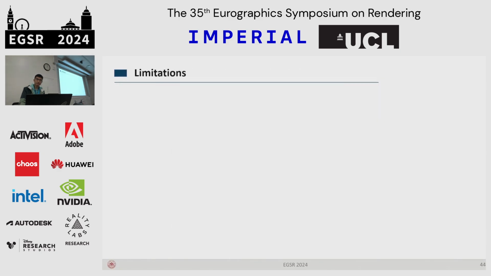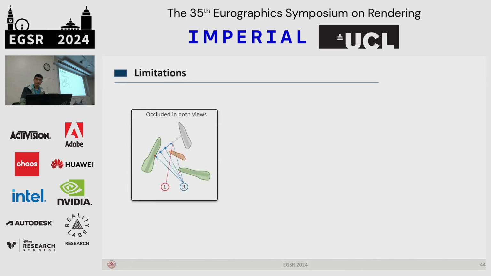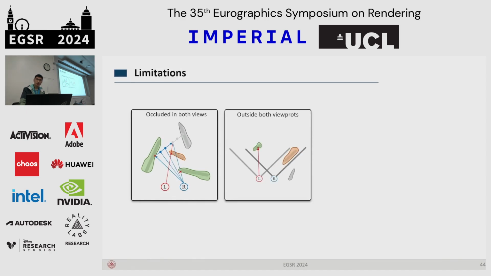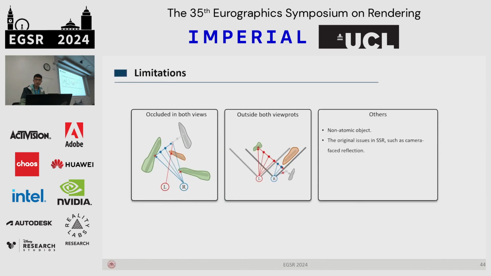Our method has some limitations. Firstly, when reflective surfaces are occluded from all views, the reflective information may become unreliable. Secondly, when reflective surfaces are outside all view frustums, reflective information may be entirely missing. Lastly, some original issues of screen space reflection remain unresolved.